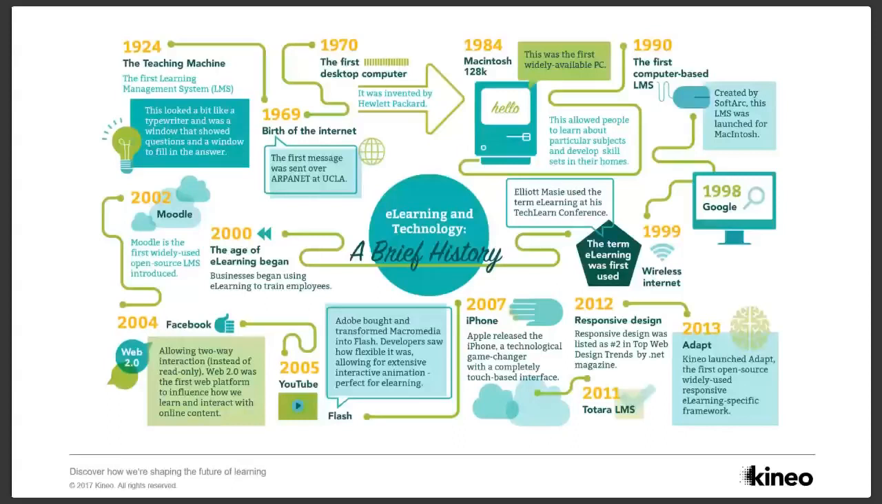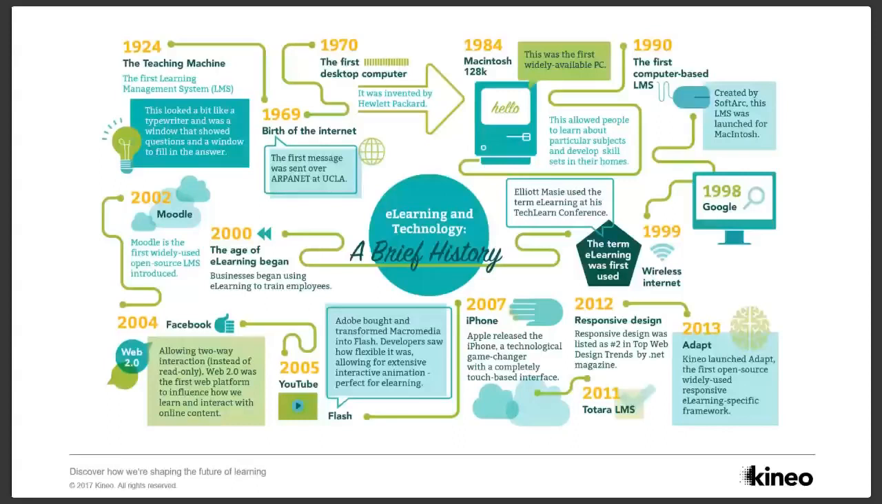1984, the Macintosh 128K first came out, and that was the first widely available PC. So suddenly people could actually do learning from within their homes. 1990, the first computer-based LMS was introduced. That was created by SoftArc. And we'll leave this up for a minute so you guys can have a bit of a read. But I'll just skip over some of the things we all know, like Google and wireless internet.